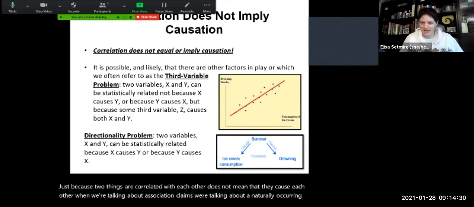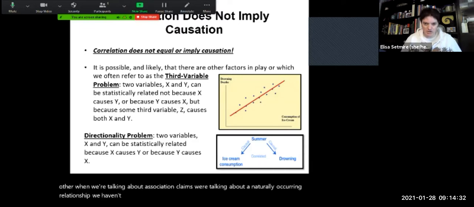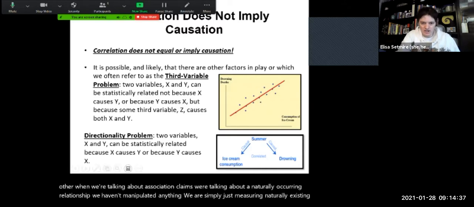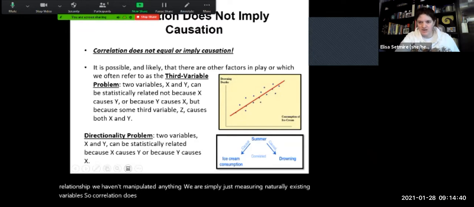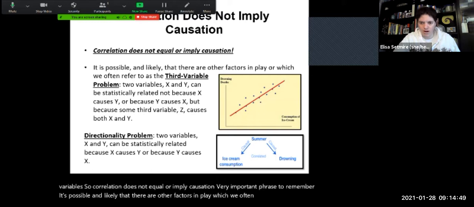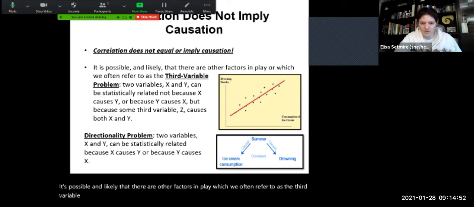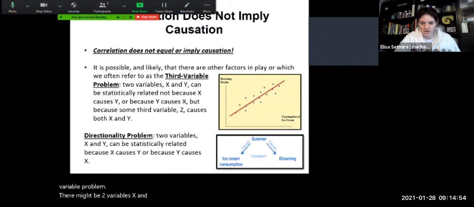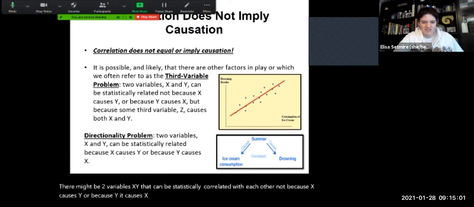We haven't manipulated anything. We are simply measuring naturally existing variables. So correlation does not equal or imply causation. A very important phrase to remember. It's possible and likely that there are other factors in play, which we often refer to as the third variable problem. There might be two variables, X and Y, that are statistically correlated with each other, not because X causes Y or because Y causes X, but because some third variable Z causes both X and Y.